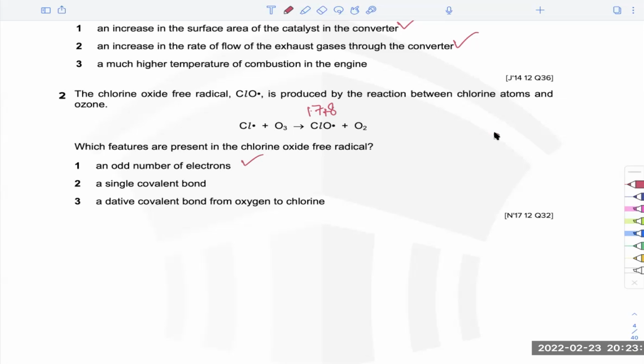Single covalent bond, ClO, yes. A dative covalent bond from oxygen to chlorine? No. This is pretty straightforward. A dative bond forms only if there is an empty orbital. Chlorine doesn't have an empty orbital, so this can't be right.